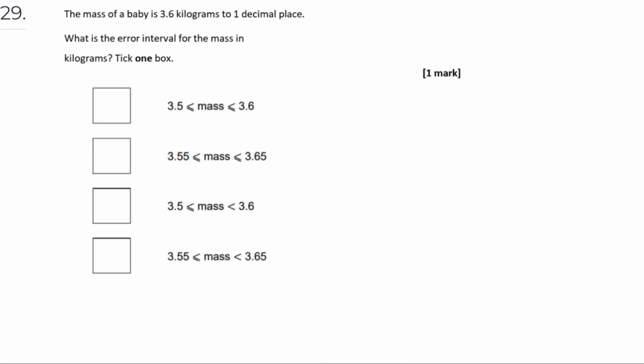The mass of a baby is 3.6 kilograms to 1 decimal place. What is the error interval for the mass in kilograms? Tick one box. So when I'm doing these, I like to draw a number line and mark on the number they've given me, which is 3.6. So that's the number they gave me, 3.6 there in the middle.